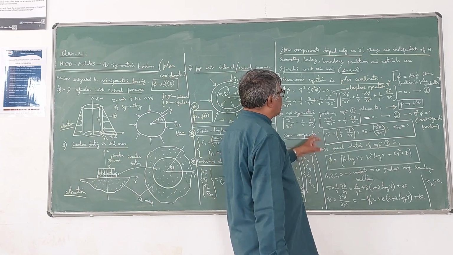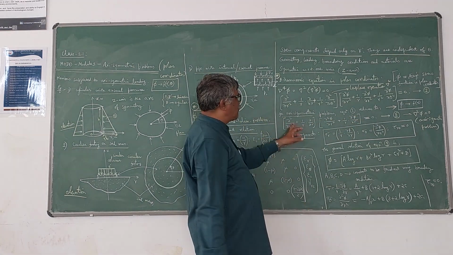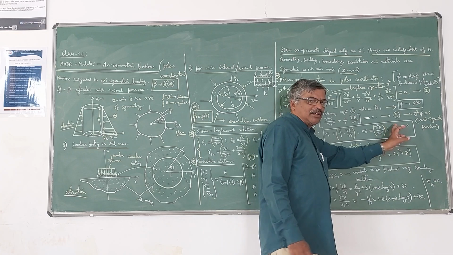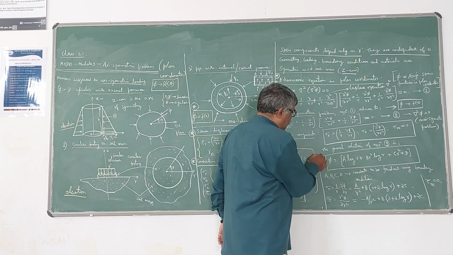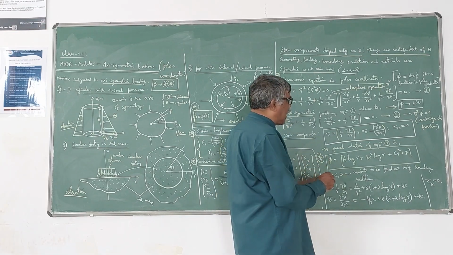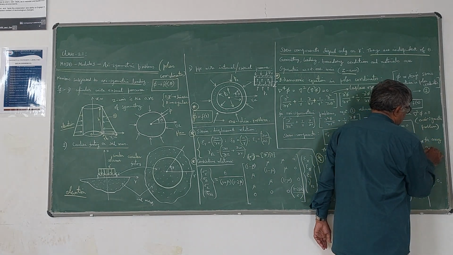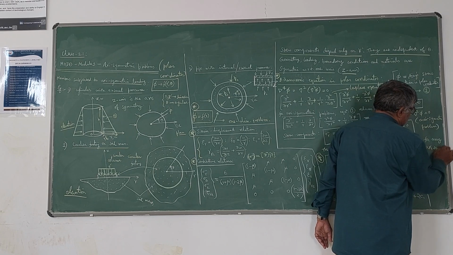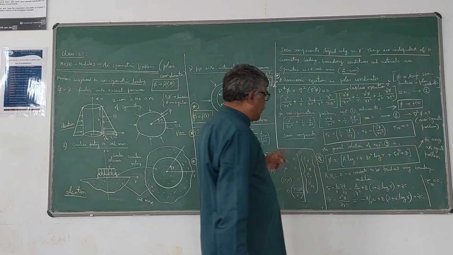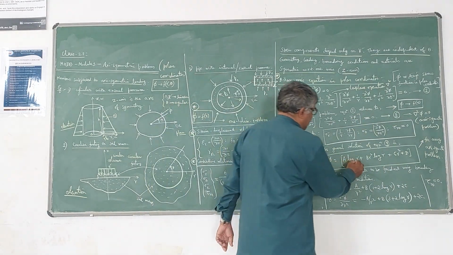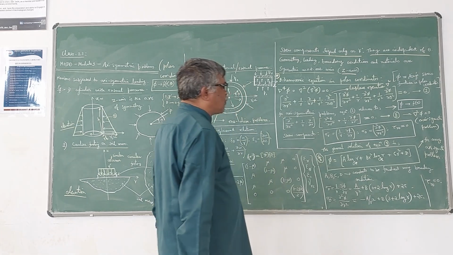The general solution of equation 2, which is the biharmonic equation for the axisymmetric problem: if you solve this partial differential equation, you get the general solution in this form. This is very important. This is the general solution for any axisymmetric problem. So phi, the stress function, will be phi equal to a log r, where log means natural logarithm to the base e, plus b r² log r plus c r² plus d.